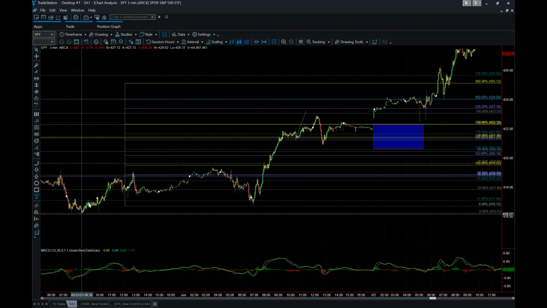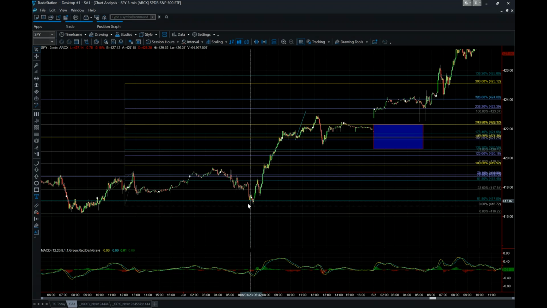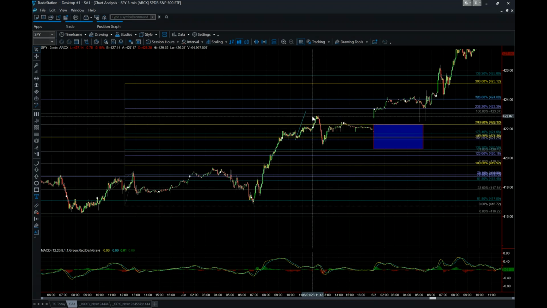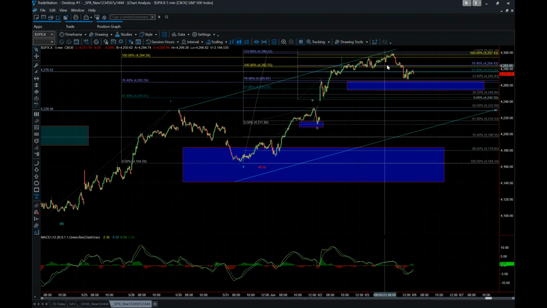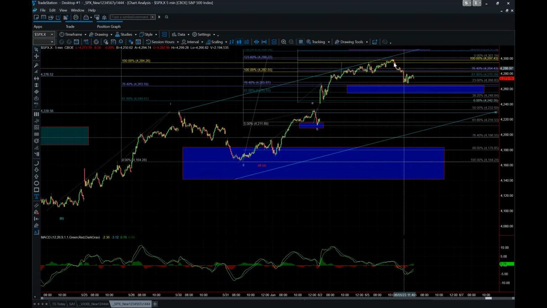And again, it was a clean EW setup. 1, 2, 3, 4, 5. Took the trade, and we had a nice trade up to 423. Again, right now I don't see anything that resembles that or an ending diagonal setup, so we're just going to be sitting tight and see what happens over the next few days to see if we get a setup.